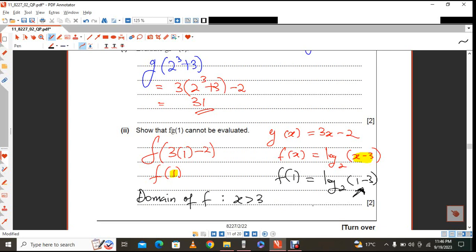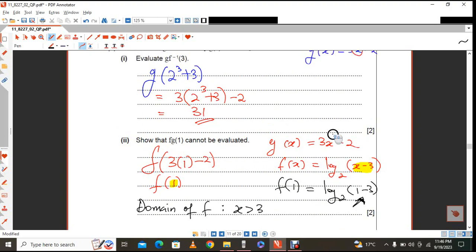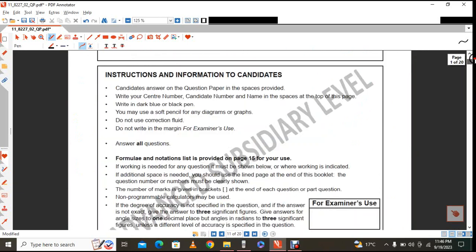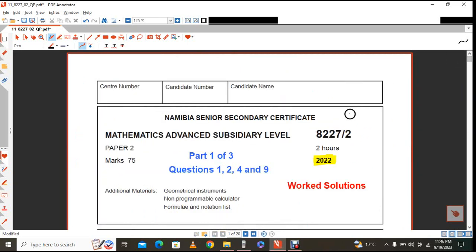All right, now as I said, I'm dividing the paper into 3 parts. This was part 1 of 3 of this question paper. Okay, stand by for the others.